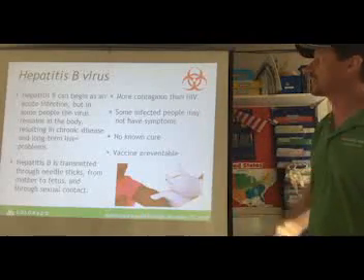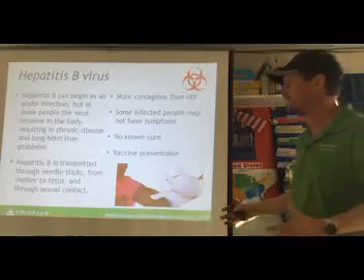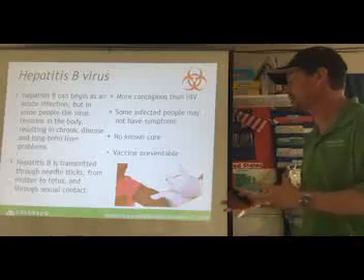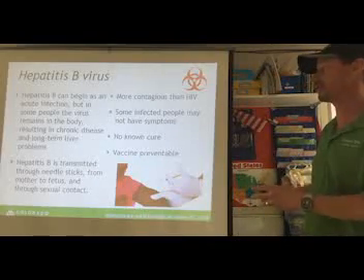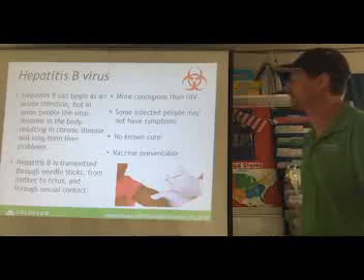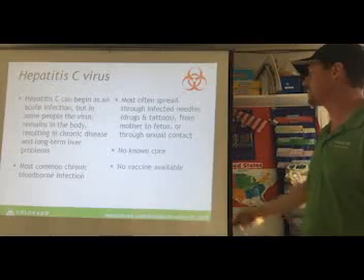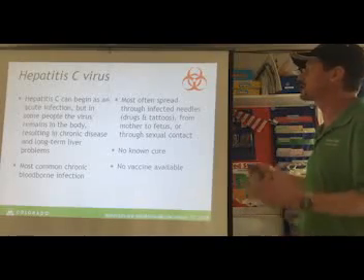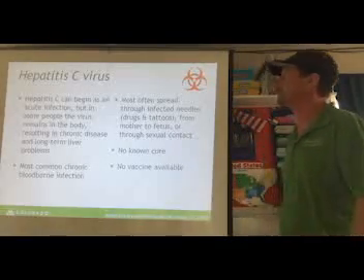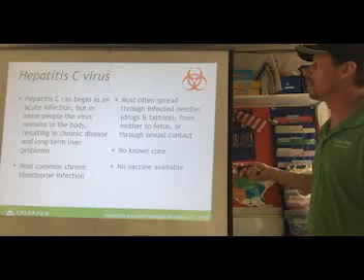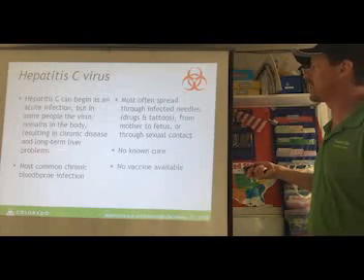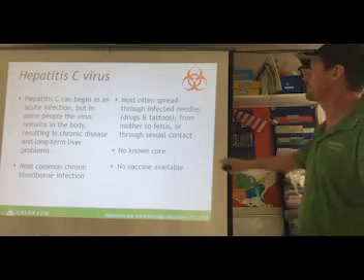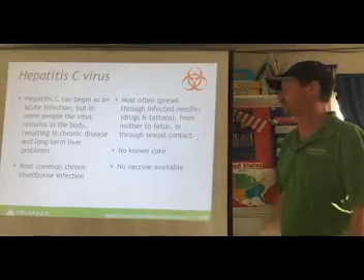Again, it talks about beginning as an acute infection, resulting in chronic disease, and long-term, there it is, liver problems. Hepatitis B is transmitted through needle sticks, from mother to fetus, or through sexual contact. Hepatitis C, there's no vaccine available, and there's no cure. Okay, so this is a much more serious form of hepatitis. Acute infection again, we're attacking the liver. Most chronic blood-borne infection, and often again spread through needles, mother to fetus, sexual contact as well.